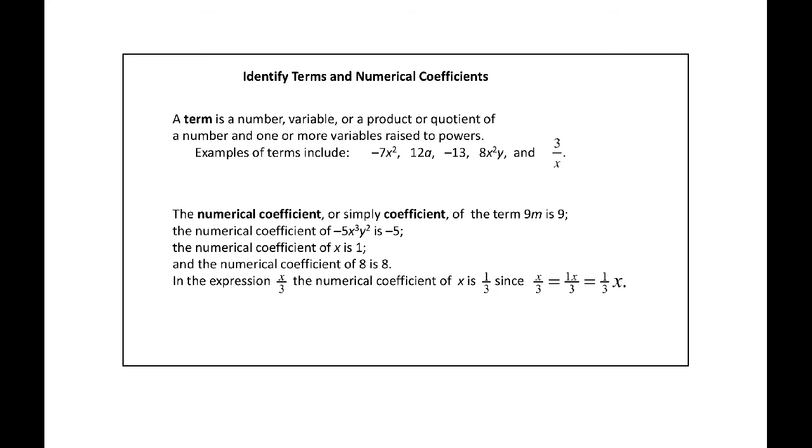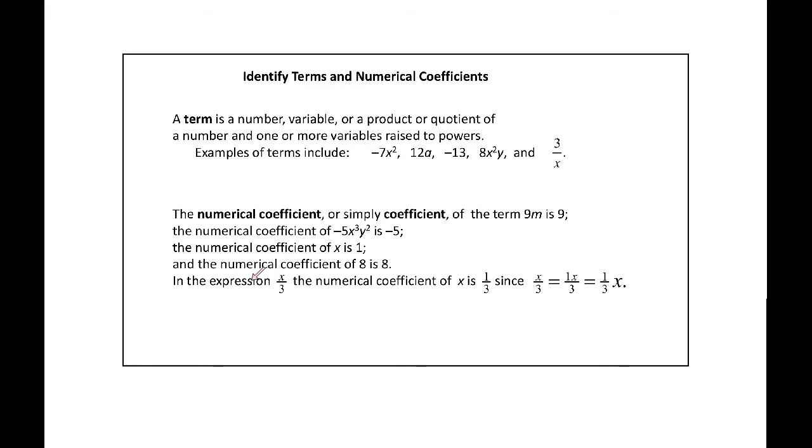The numerical coefficient of x is 1. We often say this is an understood 1. I tend to write a 1 right here and say that 1x is the same thing as x, because it is. The coefficient is 1. The numerical coefficient of 8 is 8, because that is the constant factor of that.